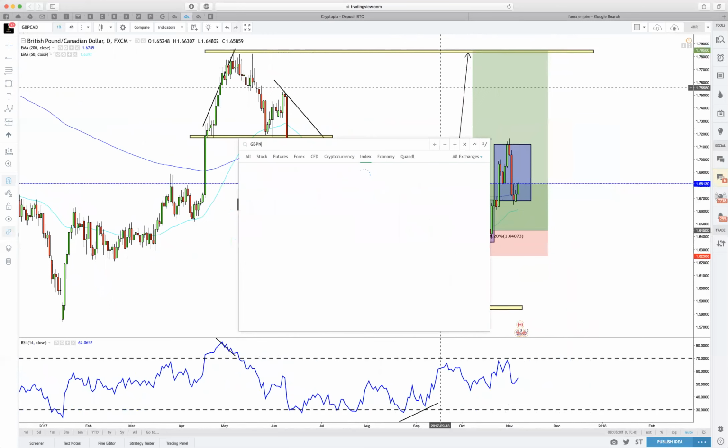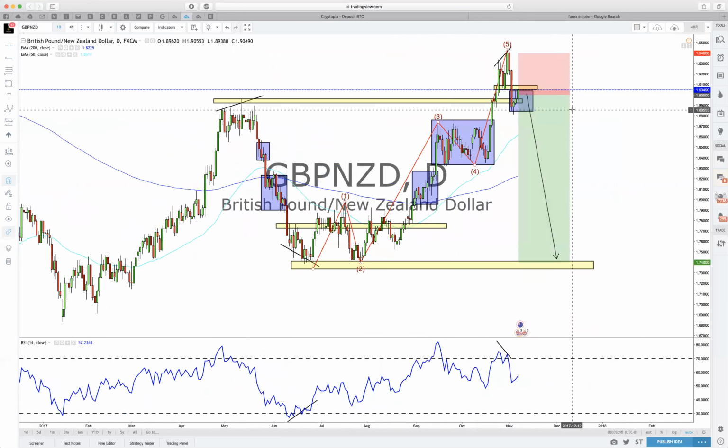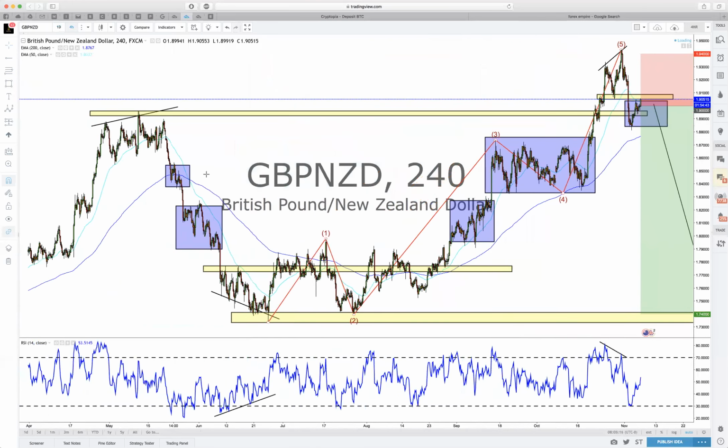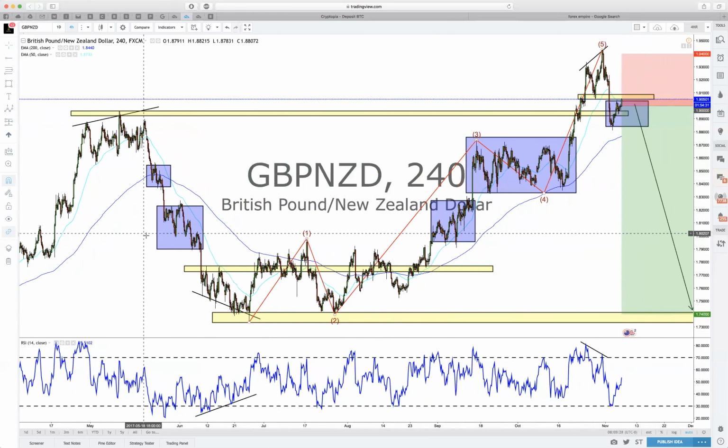GBP NZD. All right, GBP NZD. So on a 4-hour time scale, there's an M formation, level 1, level 2, a W formation here, but then I consider this as a level 1, but if you look at it really closely, it's still the same zone as a W right here.